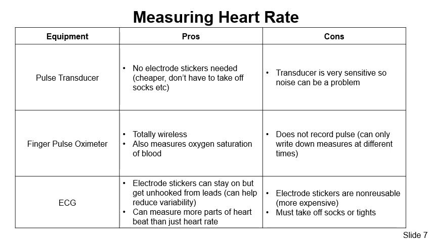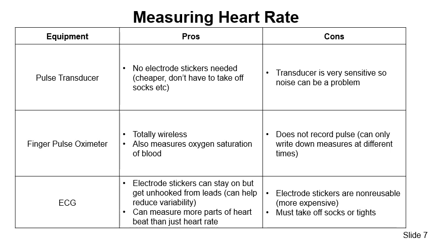So the pulse transducer, there are none of those electrode stickers. So you're not using any consumable thing that you have to throw away. So it's cheaper. Sometimes the electrodes have to be placed on a leg or something, and so sometimes you have to take off socks or tights or something. So with the pulse transducer, you don't have to do any of that.